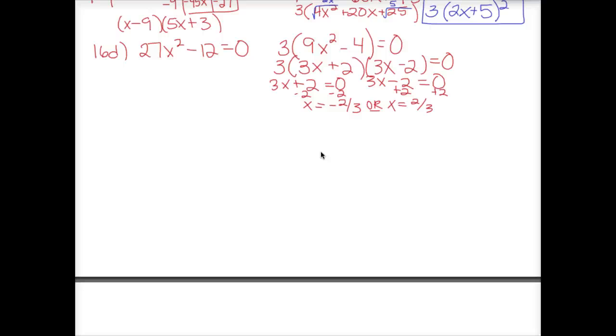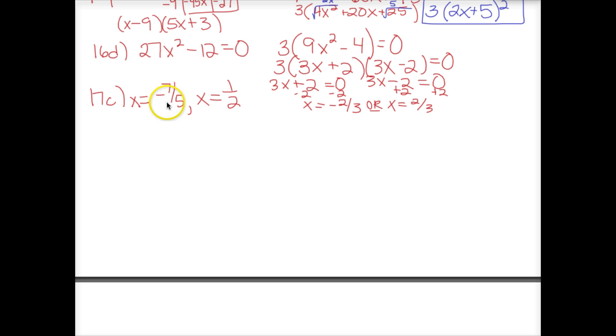Next, we learned how to kind of do the backwards of solving by factoring, and that was if you had the roots, could you come up with the equations that they came from? So I'm going to do 17C here. The roots they gave you are x equals negative 7/5 and x equals 1/2.